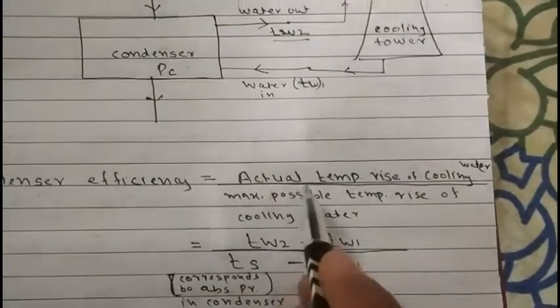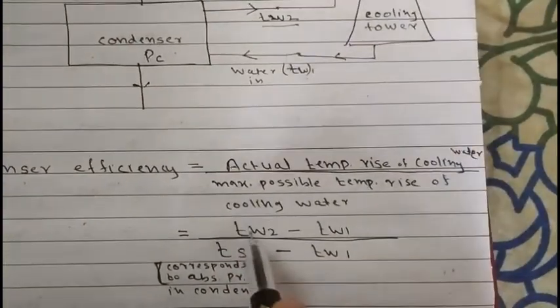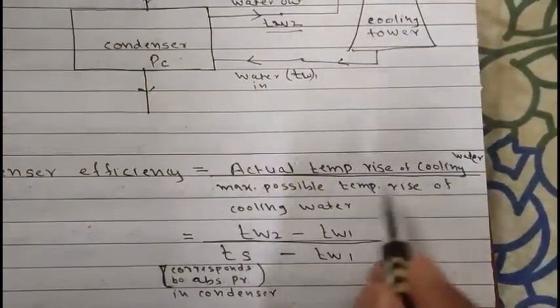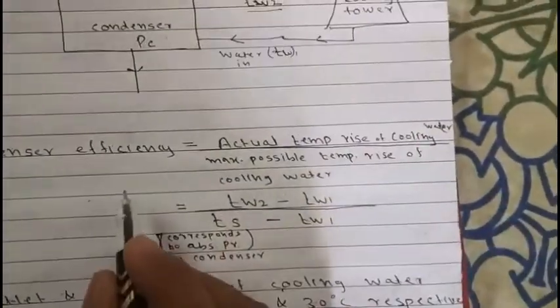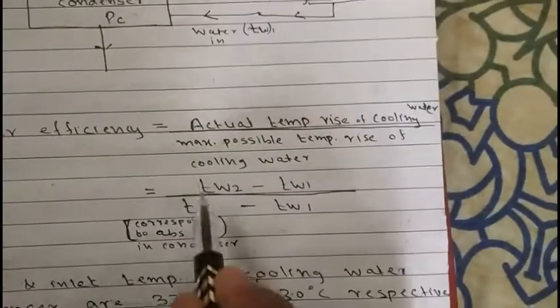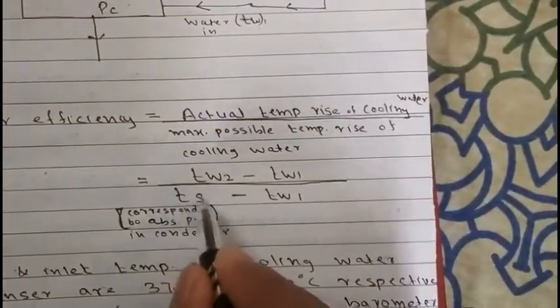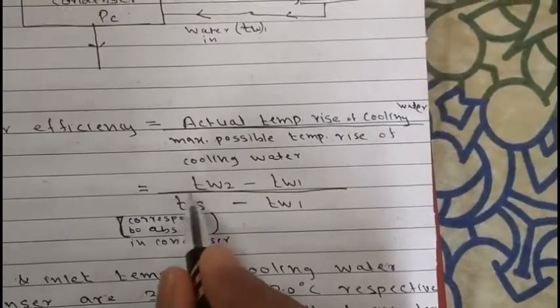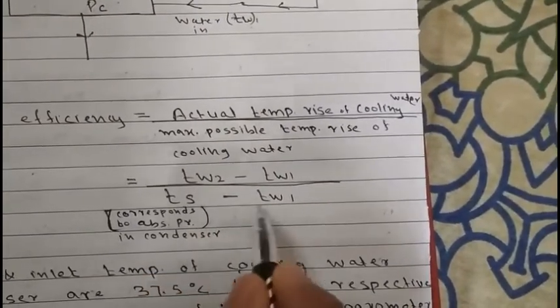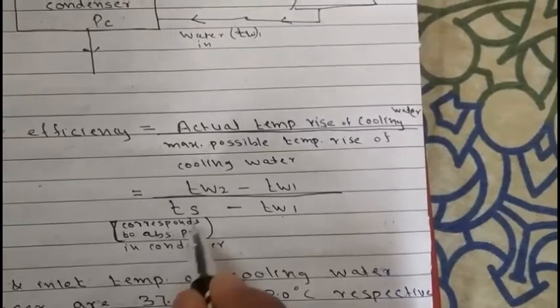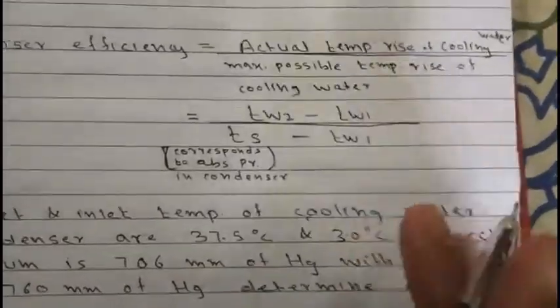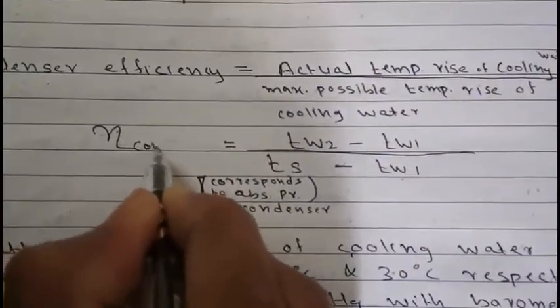Again, the actual temperature rise of the cooling water, TW2 minus TW1, divided by the maximum possible temperature rise of the cooling water. How much can the maximum temperature rise be? The saturation temperature corresponding to the pressure in the condenser is the maximum temperature that can be reached. The cooling water temperature will not rise more than this. So the maximum temperature rise is TS minus TW1. The ratio of this is called the condenser efficiency.